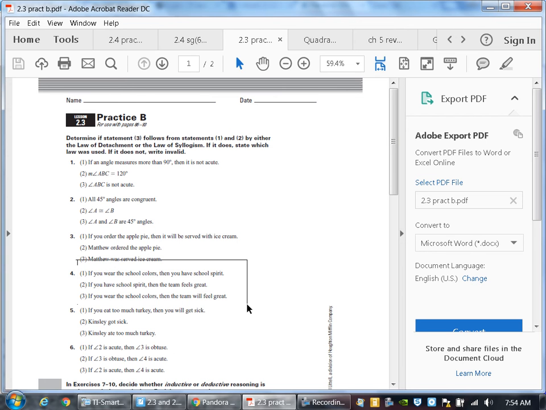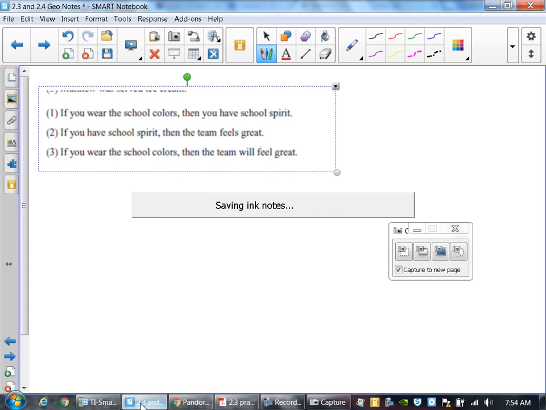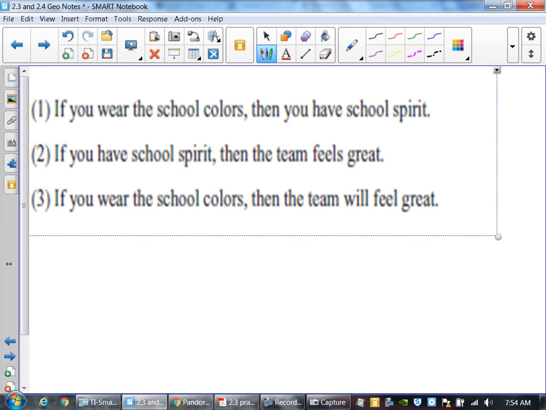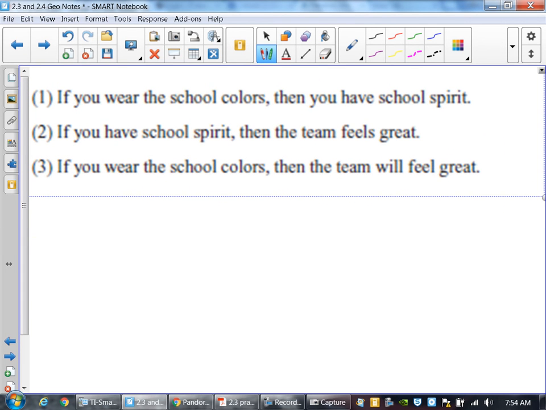Don't write this out, but I want to show you what it looks like in terms of words. If you wear school colors, then you have school spirit. If you have school spirit, the team feels great. Therefore, if you wear school colors, the team will feel great. Notice what happens. It's a cheesy, silly example.